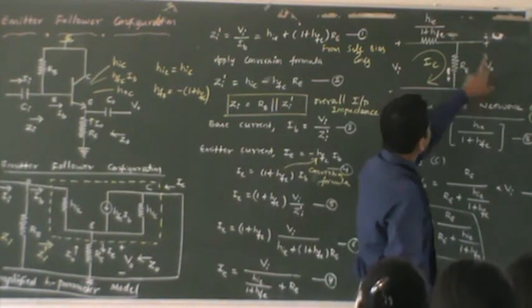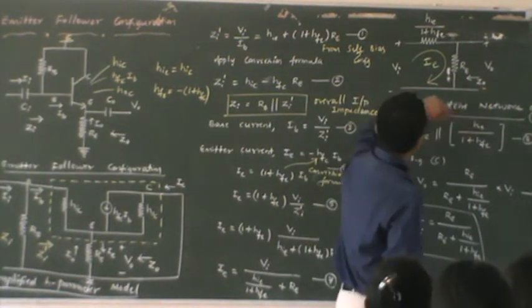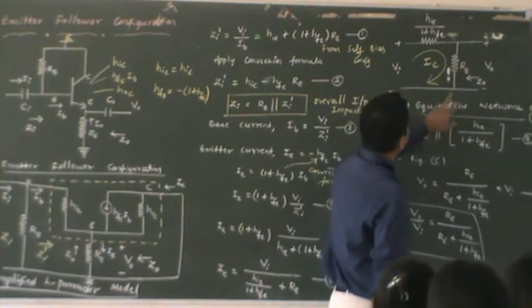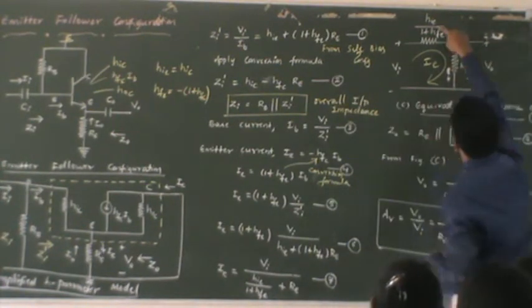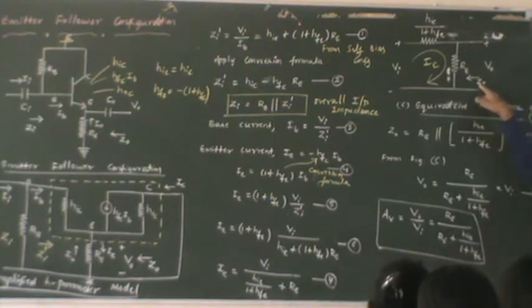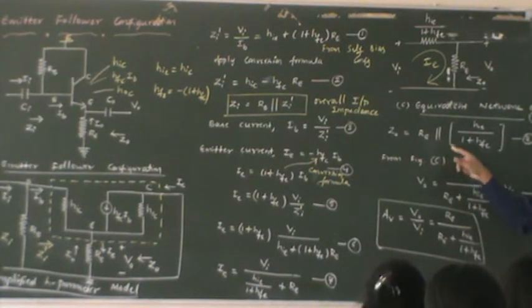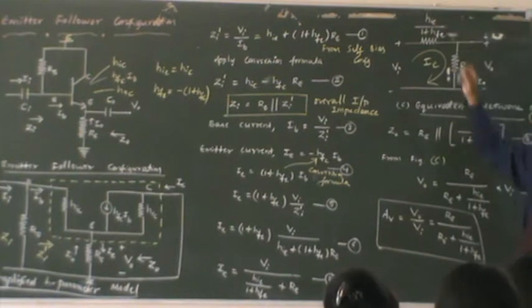So now we are looking at this network. Z0 is nothing but, you can see that to obtain Z0, RE will be in parallel with this particular term. These two in parallel combination will be Z0. So Z0 is nothing but RE parallel with this particular resistance, which is HIE divided by 1 plus HFE.